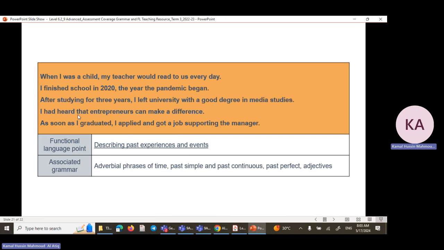I had heard that entrepreneurs can make a difference. This part has to do with the past, but what I describe here is another experience that I'm going to expect in the future. As soon as I graduated or I had graduated, I applied and got.